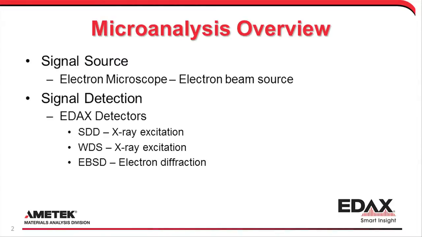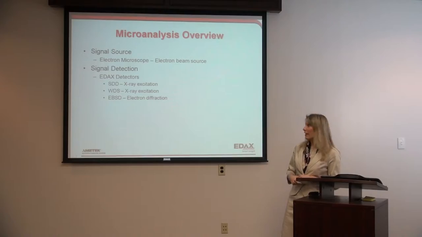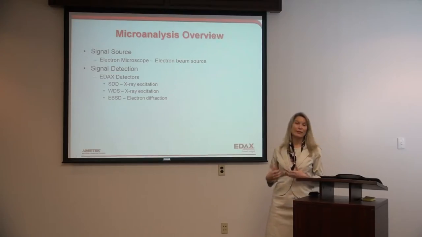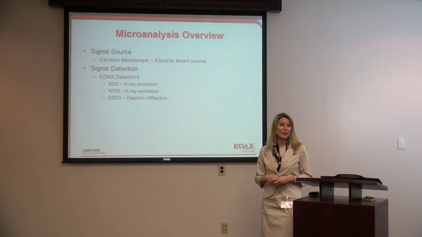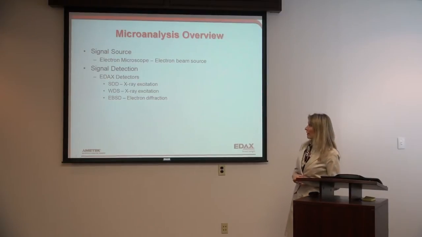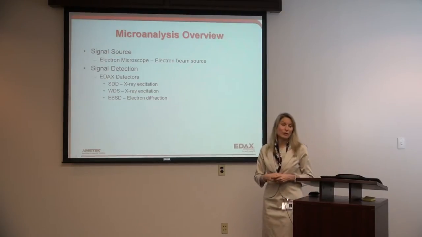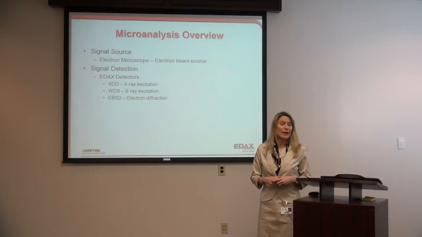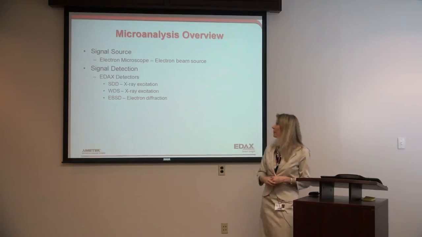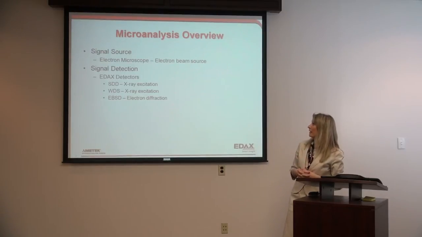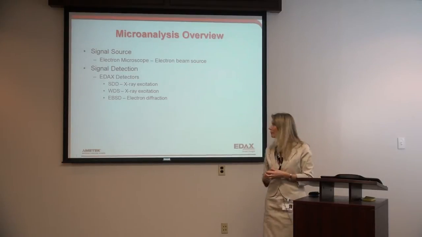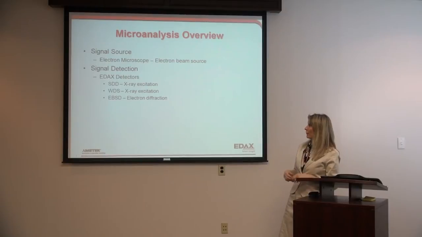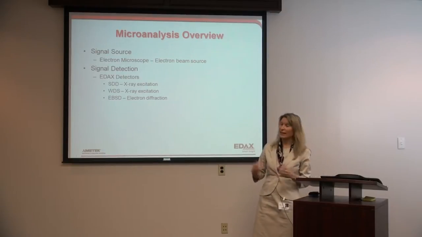We use a signal source, and then we use a series of signal detectors. In the world of analytical chemistry, everything comes from being able to differentiate signal from noise. The better that you do it, the better result that you have. So we use electron microscopes as our signal source. They use an electron beam that's focused down the column of the SEM, and then that electron beam interacts with the sample. With the sample, we get several different types of signal that we detect.